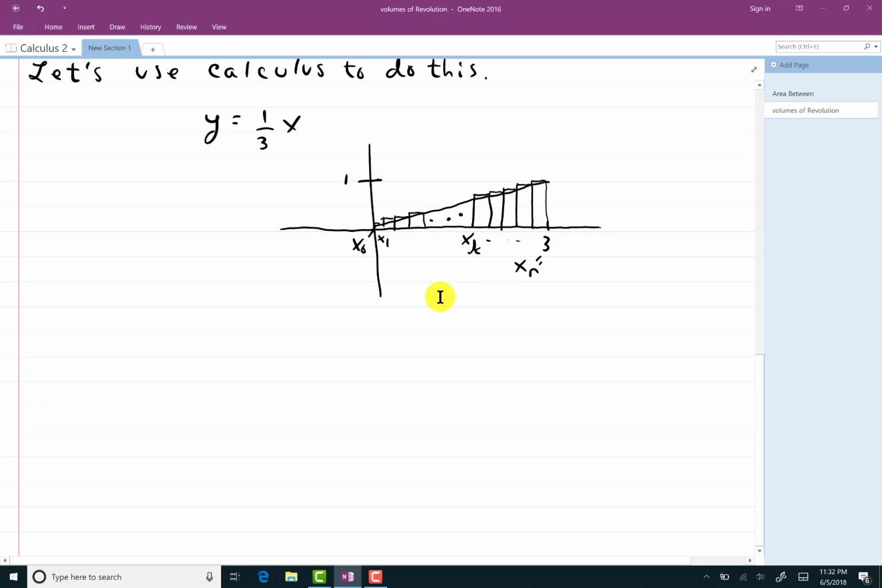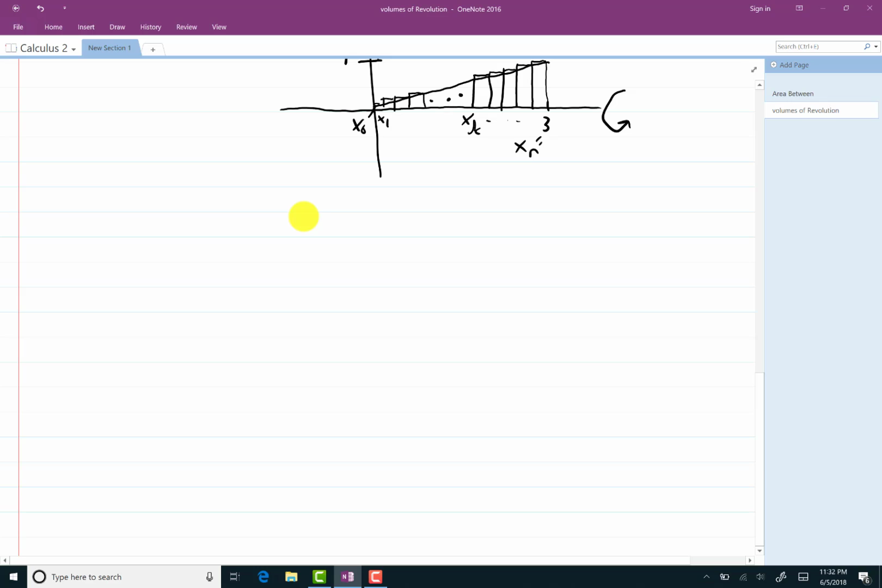We can kind of work that a little bit here. Let's take a look at if we rotate this instead of the actual graph. So if we rotate this around the x-axis, what are you going to get? Well, you're going to get something that looks like this. You're going to have, at the very end, this disk thing here.